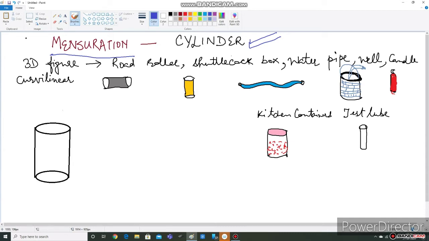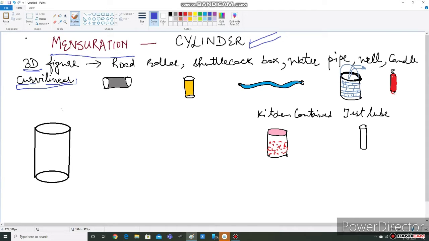Okay, so let us begin with what is actually a cylinder, right? A cylinder is a 3D figure, three-dimensional figure. It is a solid figure, and it is a curvilinear figure. Okay, we will try to understand the meaning of curvilinear. A figure which is made up of curves as well as of lines.